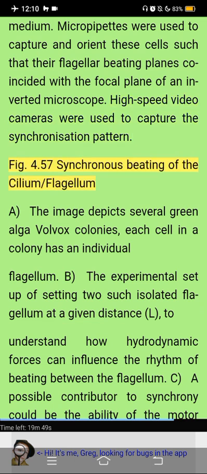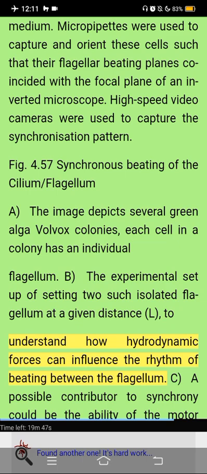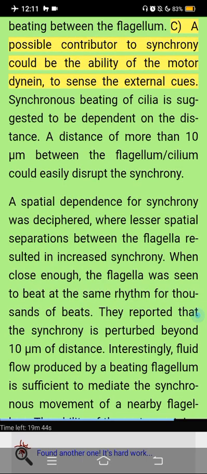Figure 4.57: Synchronous beating of the cilium and flagellum. A. The image depicts several green alga Volvox colonies. Each cell in a colony has an individual flagellum. B. The experimental setup of placing two such isolated flagella at a given distance L, to understand how hydrodynamic forces can influence the rhythm of beating between the flagella. C. A possible contributor to synchrony could be the ability of the motor dynein to sense external cues.